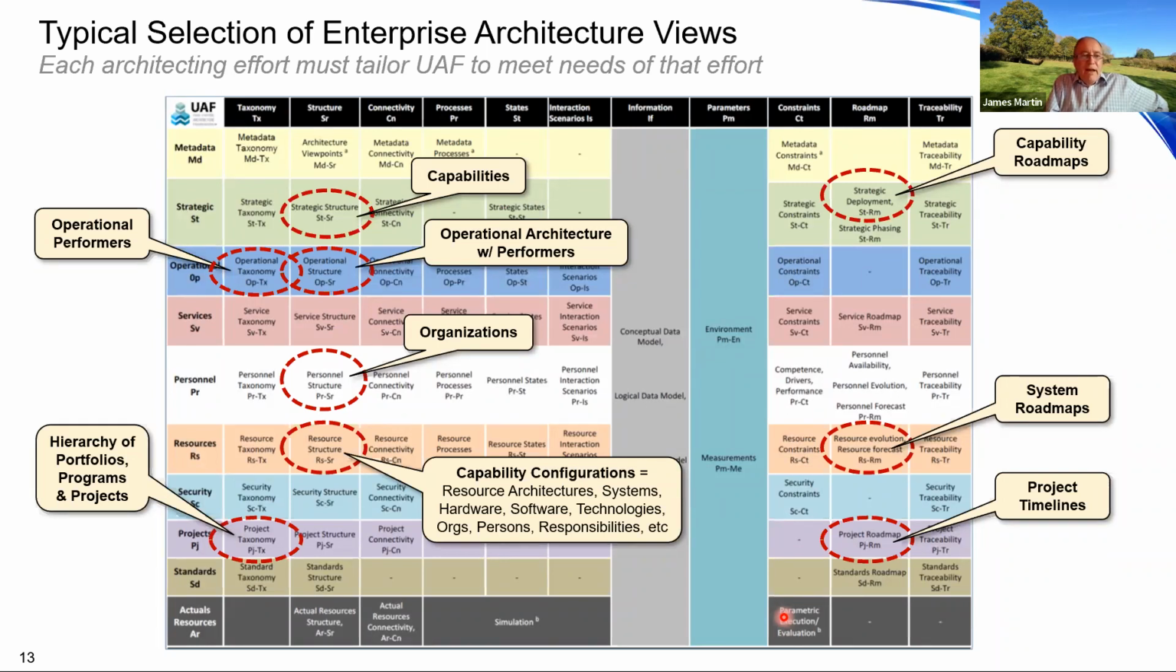So you can see the kind of information that is contained in these views. An operational taxonomy, for example, up here, that's going to be defining your different kinds of operational performers. Your project taxonomy shows a hierarchy of portfolios and the programs within those portfolios and the projects within programs. There's a number of roadmaps, for example, capability roadmaps, system roadmaps, project timelines.